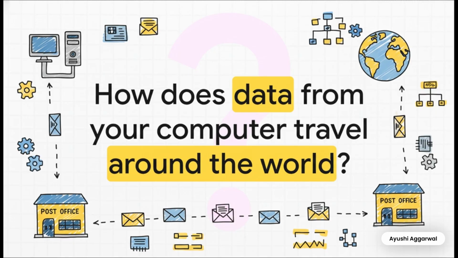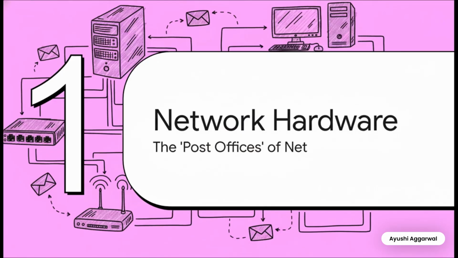You need two key things. You need the post offices, which is our network hardware, and you need the rules for addressing the letters, which are our network protocols. Okay, so let's continue with our postal service analogy. First up, let's meet those post offices, the actual physical devices that lay the foundation for this entire communication network.